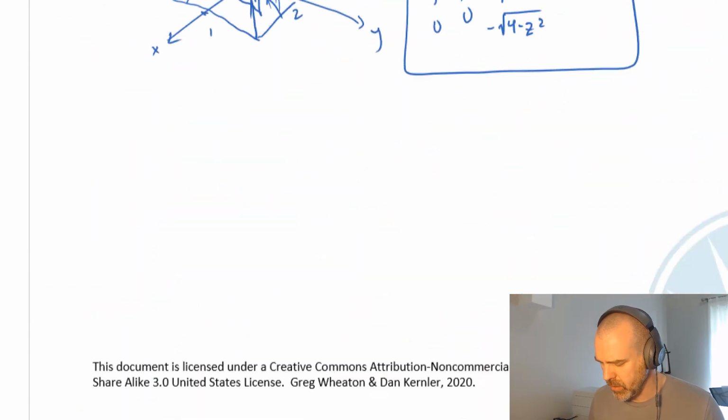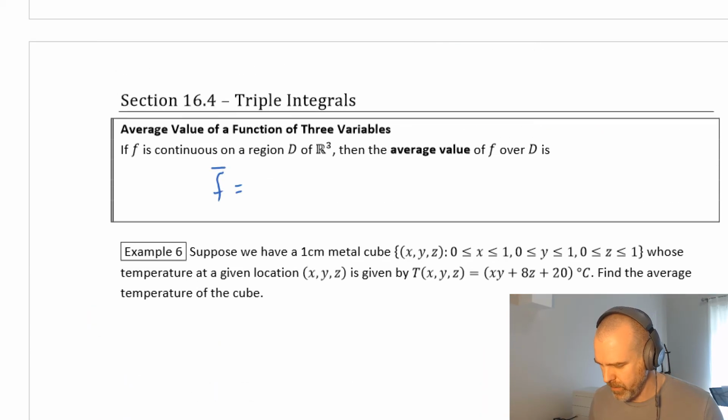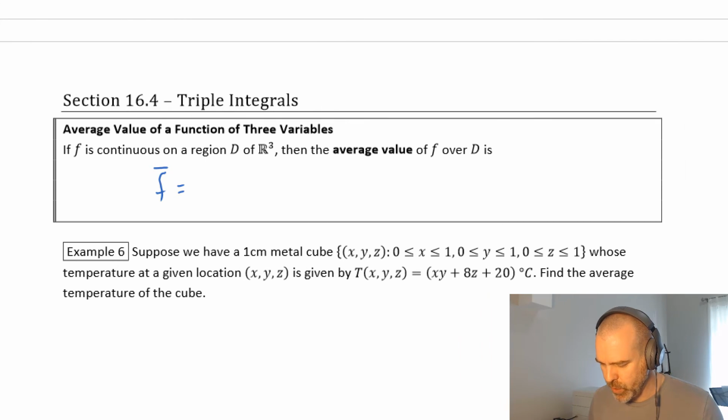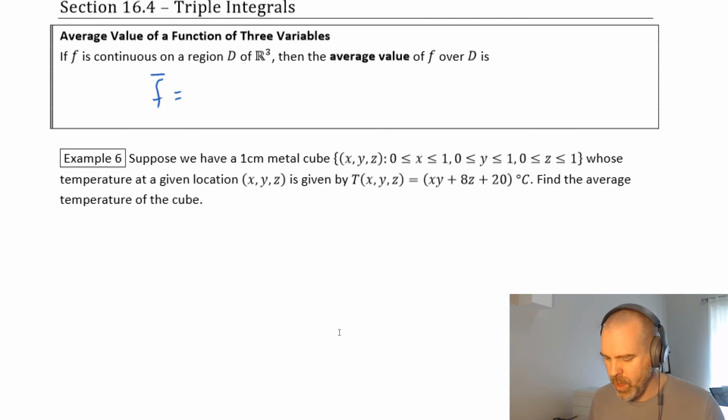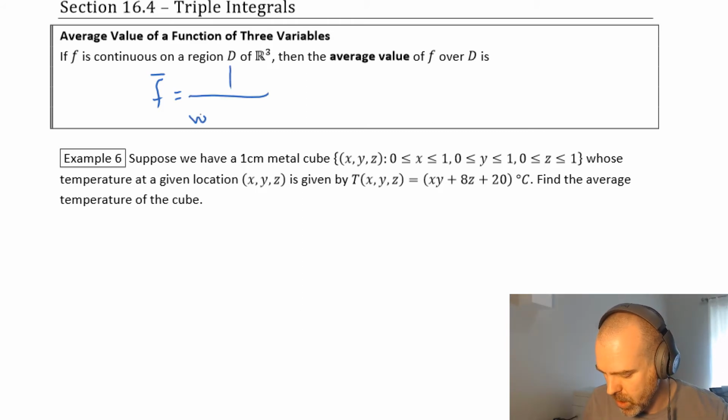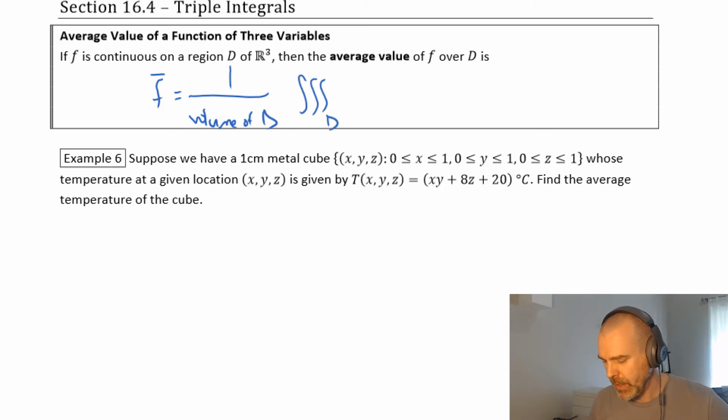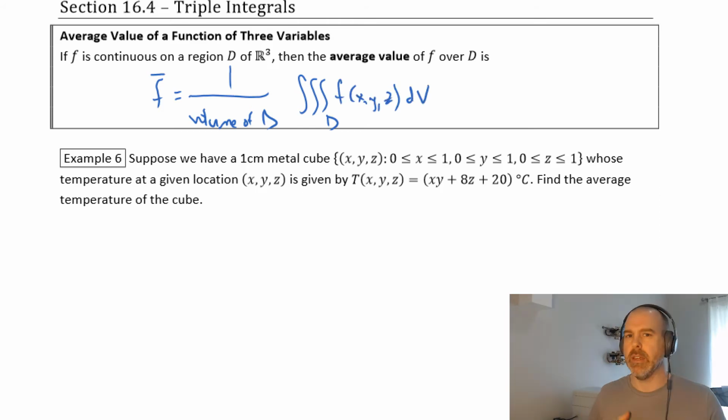Sorry, it made me reset. That was annoying. Now we're doing triple integrals, and so we would take 1 over the volume of the region, which in this case we're calling D, times the triple integral over the region D of the function f of x, y, and z, dV. And dV would be dz, dy, dx, whatever order you want there.